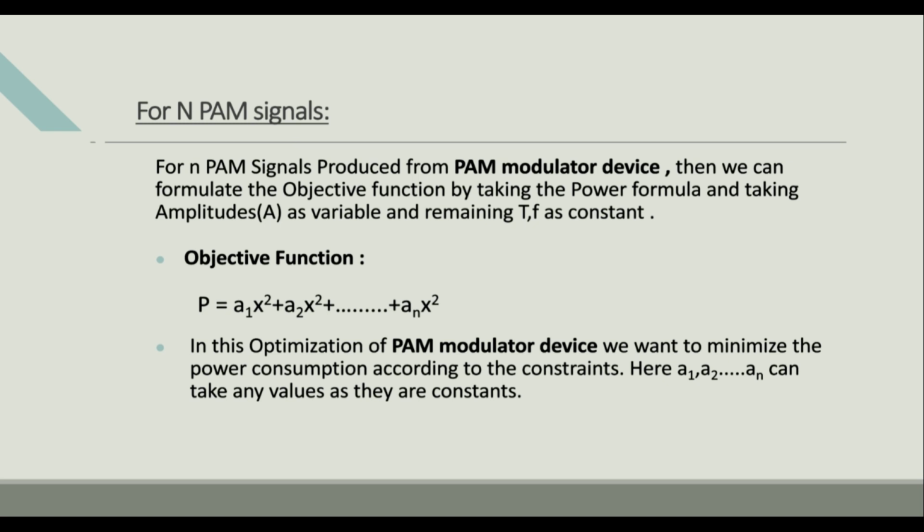If we take N PAM signals produced from the PAM modulator device, then we can formulate the objective function by taking the power formula and taking the amplitudes as variables and the remaining T, F, and N as constants. So the objective function will look like P is equal to A1 square x square plus A2 x square plus so on, AN x square. In optimization of the PAM modulator device, we want to minimize the power consumption according to the constraints. Here, A1, A2, and so on up to AN can take any values as their constants.